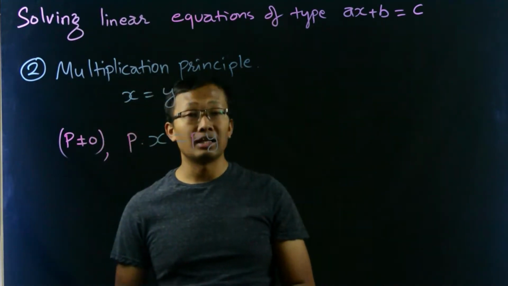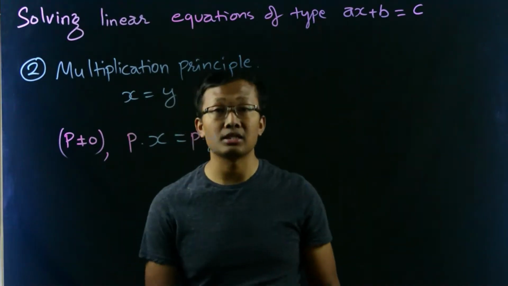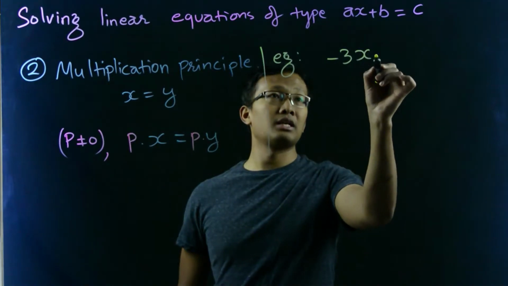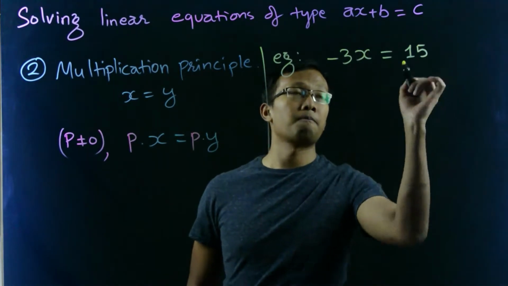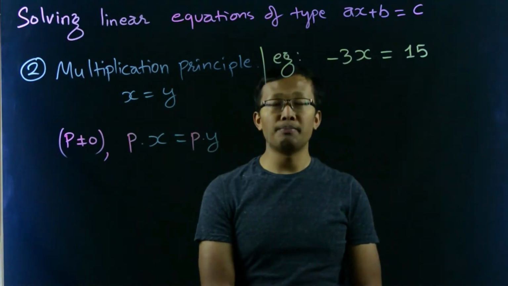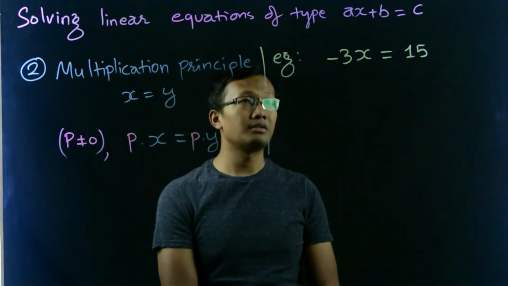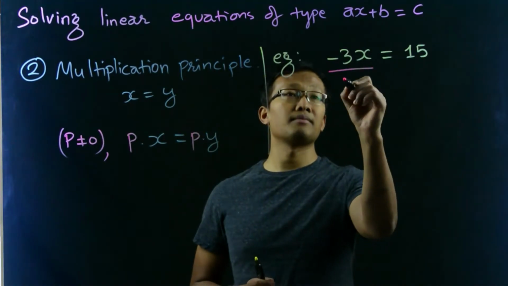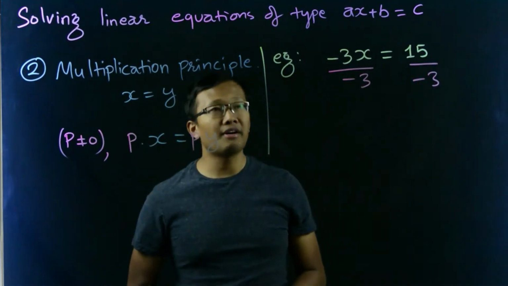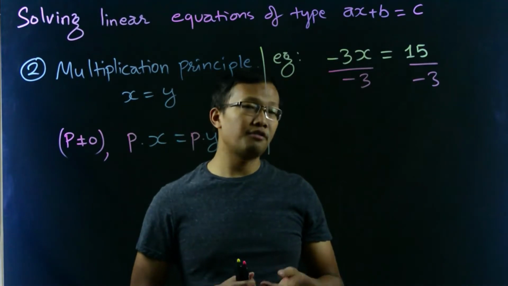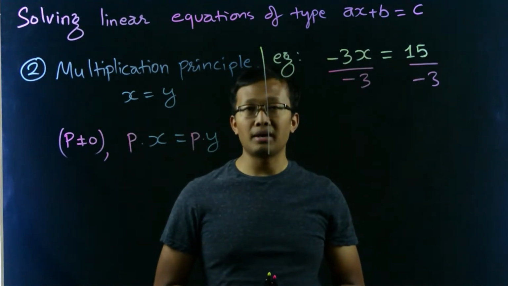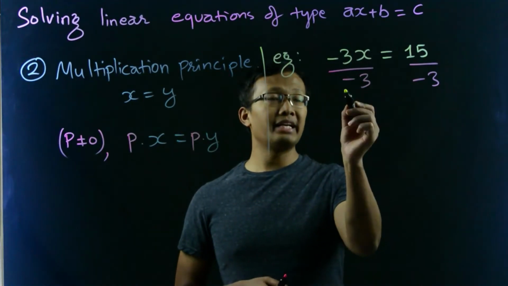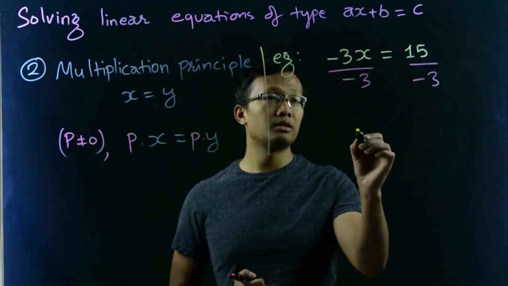Let's see what examples we can solve by this principle. Suppose an equation -3x = 15. To solve, we want to make x all alone by itself on the left hand side. So let us divide this equation by -3 on both sides. Dividing by -3 also can be phrased as multiplying by the reciprocal of -3. -3 times the reciprocal of -3 is 1.